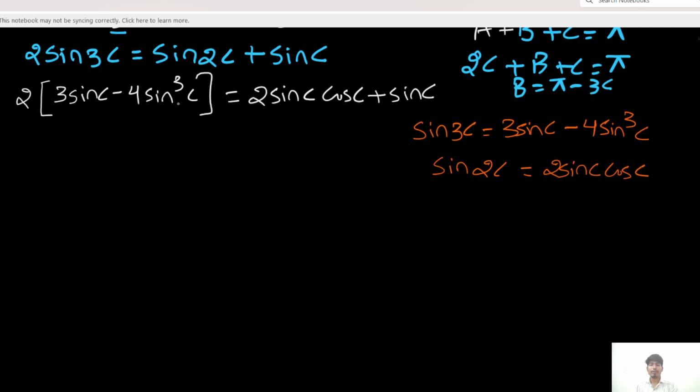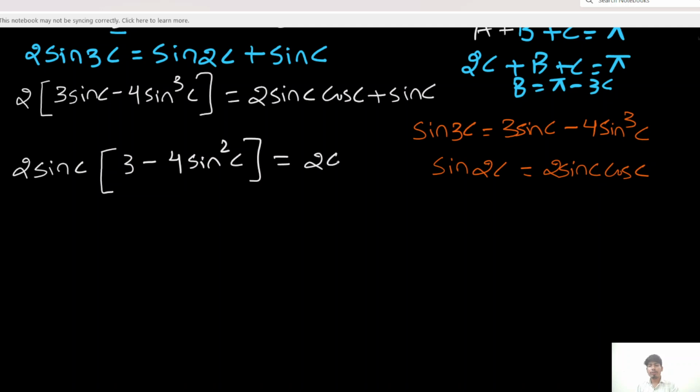Take sine C common from LHS and RHS. We get 2 sine C into 3 minus 4 sine square C is equal to sine C into 2 cos C plus 1. Then sine C cancels by sine C. What we get? 6 minus 8 sine square C is equal to 2 cos C plus 1.